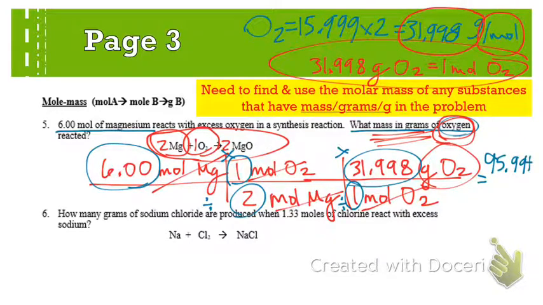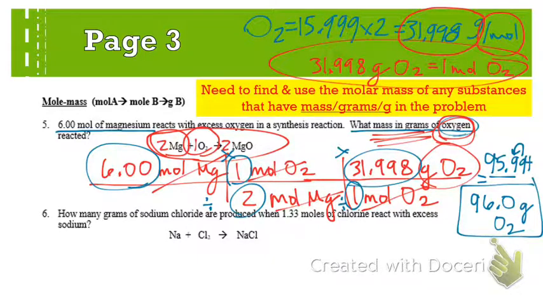This answer is going to be 95.994. Technically, we only want to keep 3 sig figs here because my given only had 3 sig figs: the 6 and the 2 zeros. 3 sig figs means I want to just keep those, but the 9 is going to round this 9 up. So my final answer is going to be 96.0 grams of oxygen.